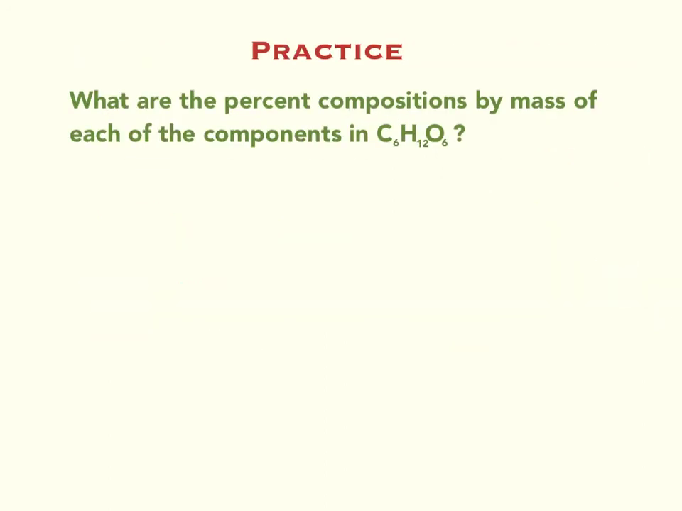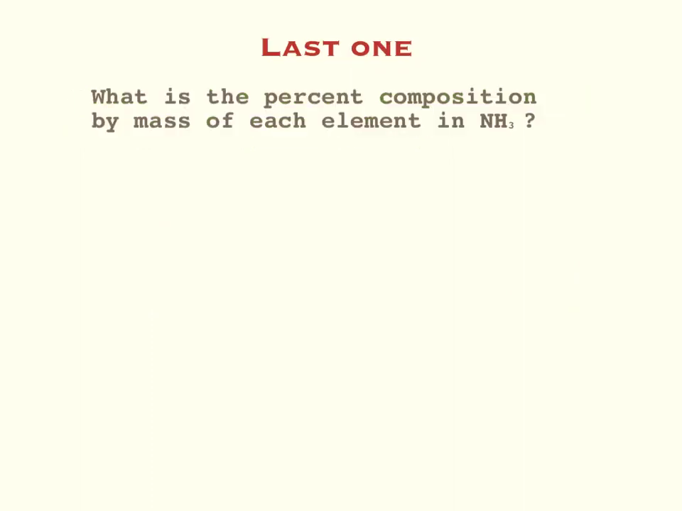Okay, here's one for you to try now. What are the percent compositions by mass of each of the components in C6H12O6? So I need percent C, percent H, and percent O. So pause it right now and do that. And finally, here's the last one. What's the percent composition by mass of each element in NH3? Percent N and percent H.